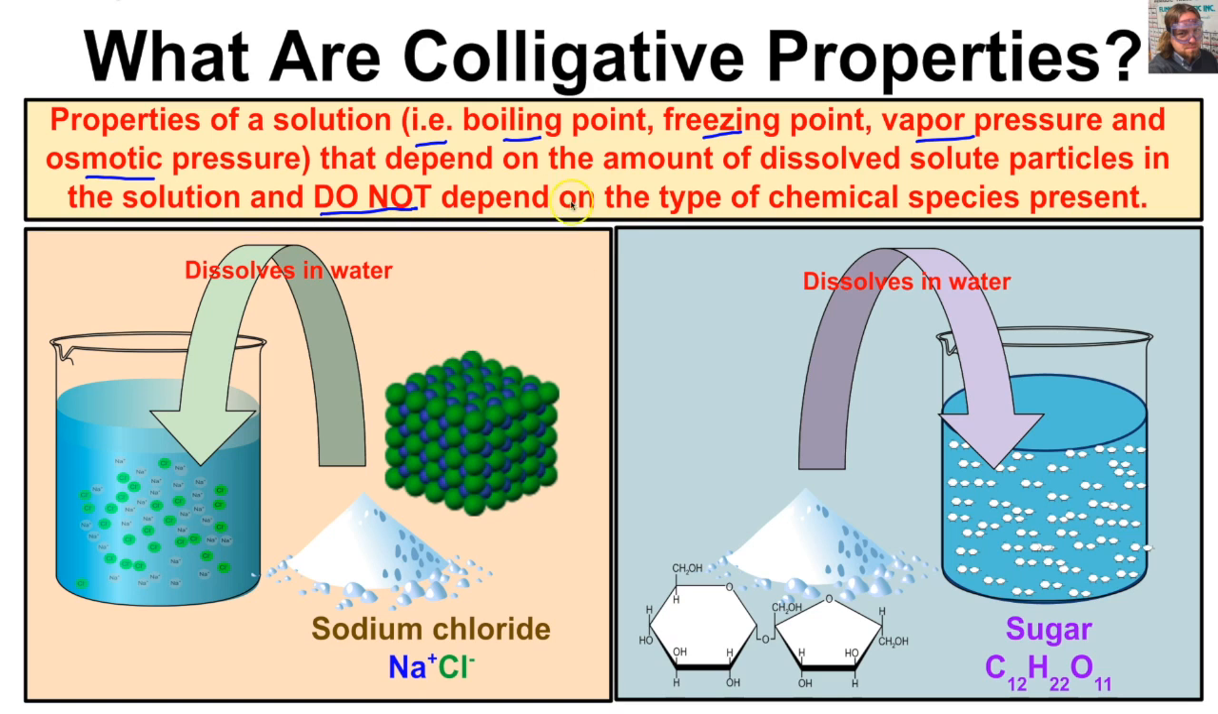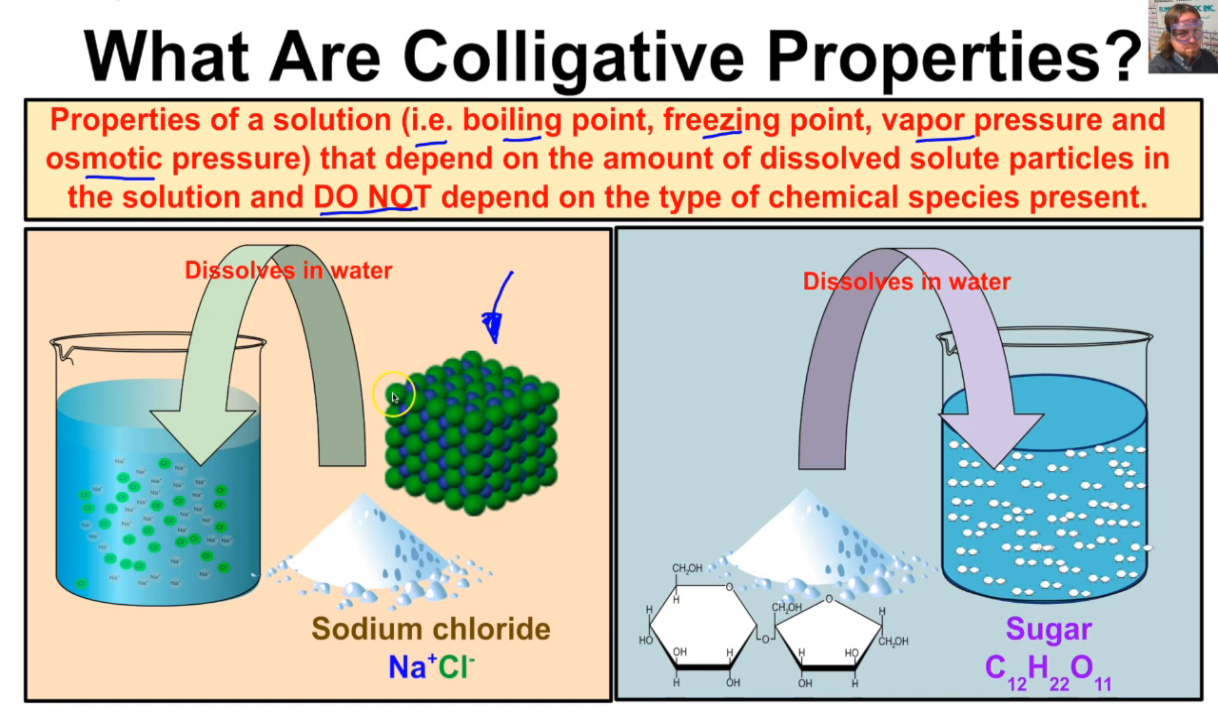So essentially, colligative properties are properties of a solution that deal with the boiling point, freezing point, vapor pressure, as well as osmotic pressure of a solution when we start dissolving particles in that solution. For example, over here we have a mound of sodium chloride or table salt. On a microscopic level, it forms the crystal structure that we see right here.